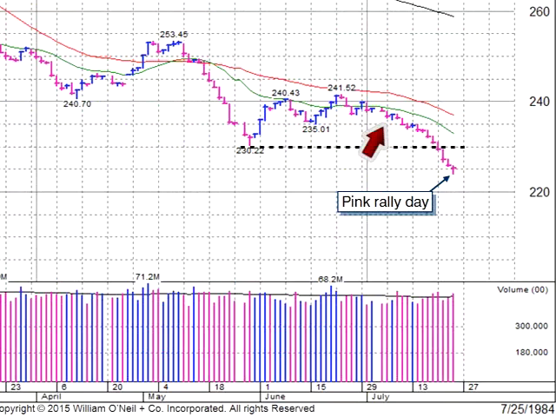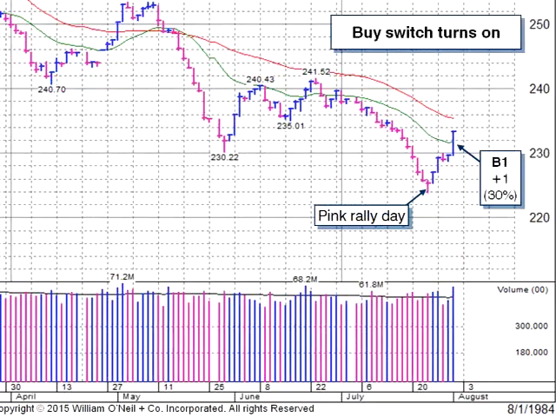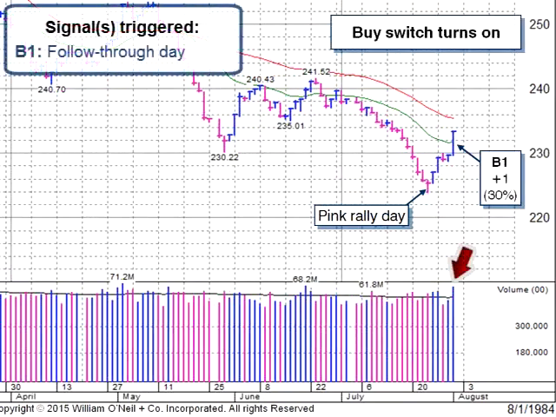So we get a pink day, rally day. And we're looking for what? A follow-through. Okay. And so does that look like a follow-through day? Yeah. The volume is clearly higher than the prior day, big percentage. So the buy switch turns back on and we can go in 30%. Keep in mind that the buy switch turned off around here.